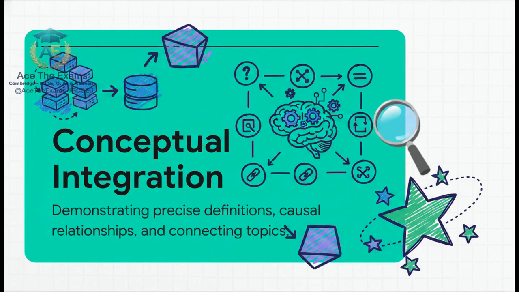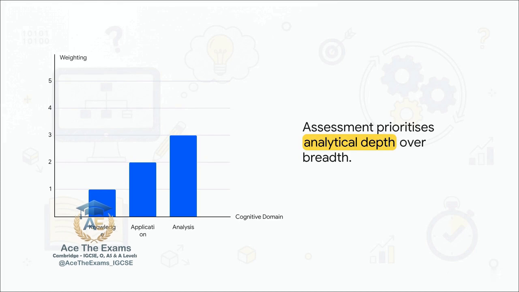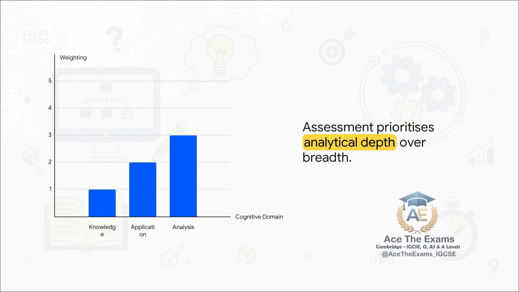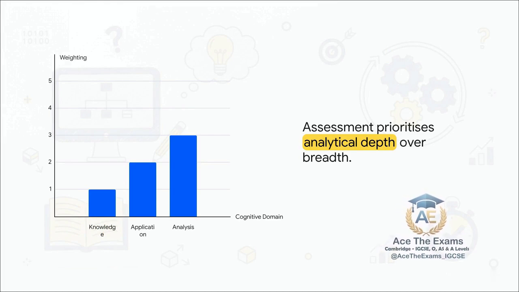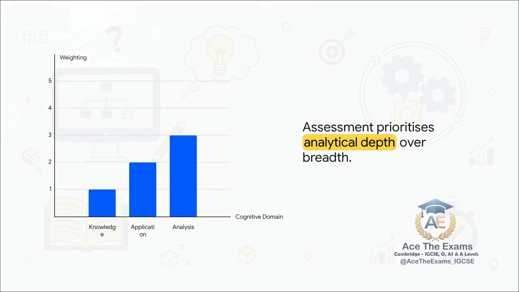You see the difference? The examiner reports clearly state that candidates who draw these specific causal connections achieve significantly higher marks. It's about showing the exact chain reaction of why a file-based system fails. And this brilliantly illustrates our computer science success blueprint. Look at the cognitive domains targeted here. Knowledge and understanding at the bottom, application in the middle, and analysis at the top. Cambridge prioritizes analytical depth over superficial breadth.